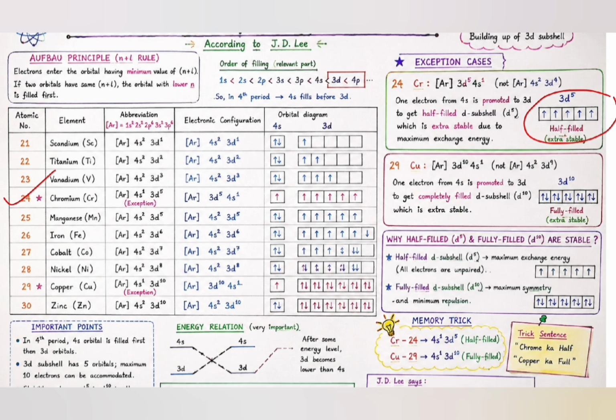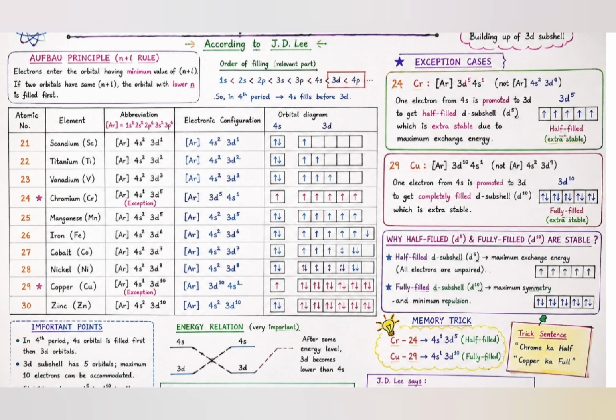So in the case of chromium, there is maximum exchange energy. And if there is maximum exchange energy, it means that it is gaining extra stability. That's why chromium is extra stable. And why is it extra stable? Because it is attaining the half-filled configuration. Clear?